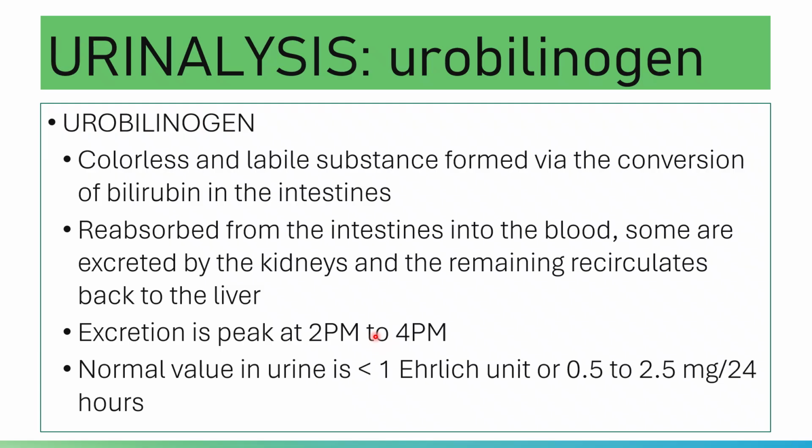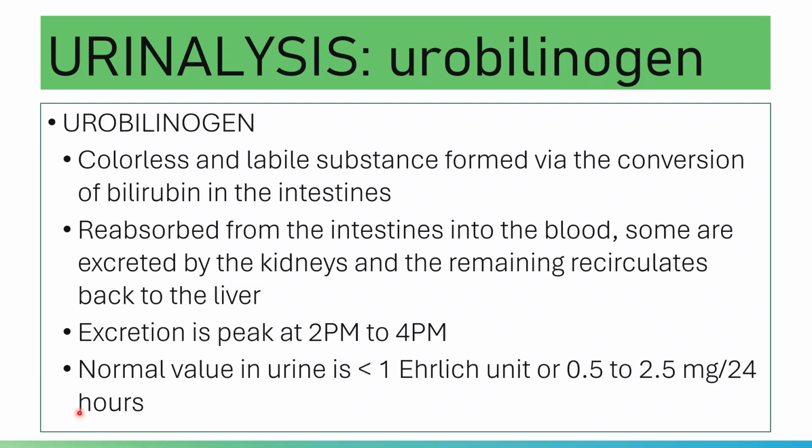And we said earlier that excretion of urobilinogen is favored or increased in alkaline pH, and excretion is decreased in acid pH. And at 2 to 4 p.m., the pH here is somewhat alkaline. There is what you call an alkaline tide during this time. That is why during this time, it favors the excretion of urobilinogen.